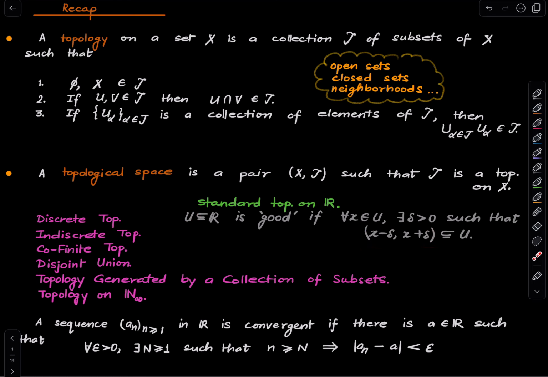Okay? So if you collect all the good sets, including the empty set, so the empty set is good by convention. If you collect all the good sets, that forms a topology on R, and that is called the standard topology on R.